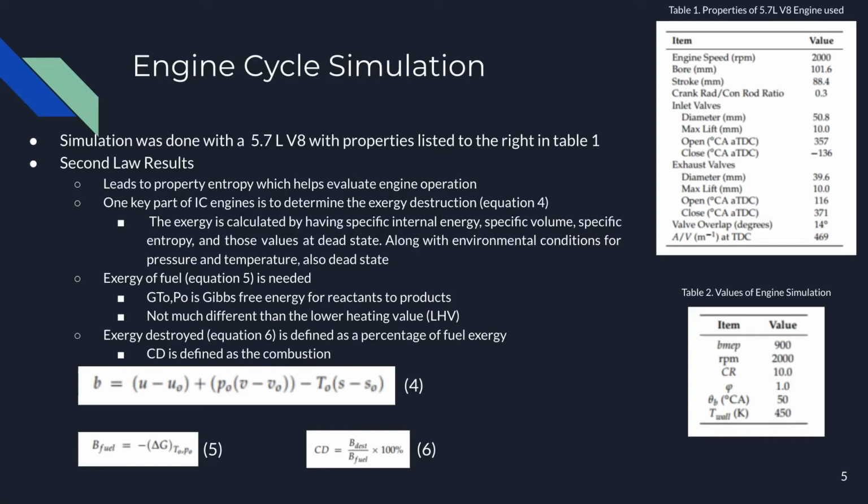The fuel used was isooctane, and really a large part of IC engines is the exergy destruction, which is great when it relates to this class. And it's determined from the same equation that was defined in class, where U is specific energy, V specific volume, and S specific entropy. The O values are obviously determined at the dead state, as we found out. And the last two equations, equation 5 and 6: in 5, you find the exergy of the fuel for the model, which is found using Gibbs free energy, and the exergy destroyed is found as a percentage of fuel exergy.